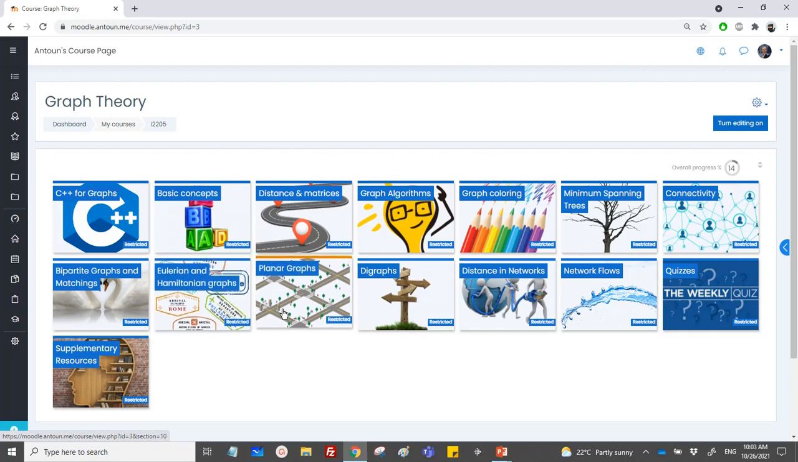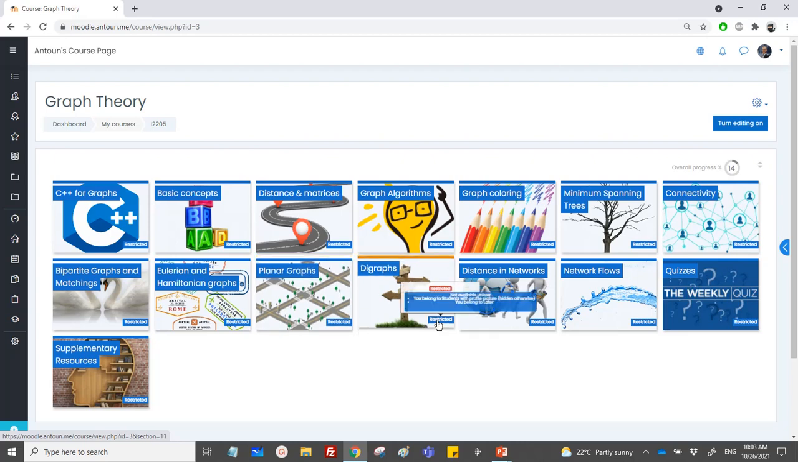For planar graphs, we'll talk about planarity and how we color graphs if they are planar, and of course we will end with some applications. For the digraphs, so directed graphs, the last three chapters are the most important ones. In digraphs, we'll see what they mean, and we'll talk about tournaments and the critical path method.